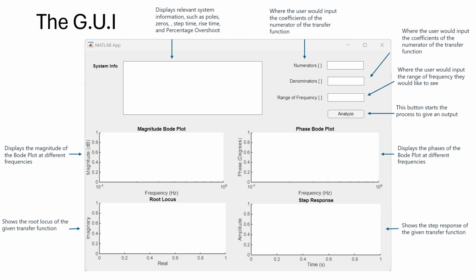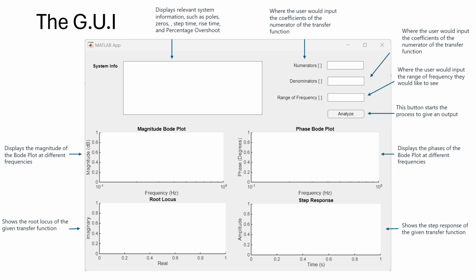Starting with the system info, directly parallel to those three boxes that I previously mentioned, that will display relevant information such as the poles of the system, zero, step time, rise time, and percentage overshoot. And on the bottom of this GUI, I have four different plots.